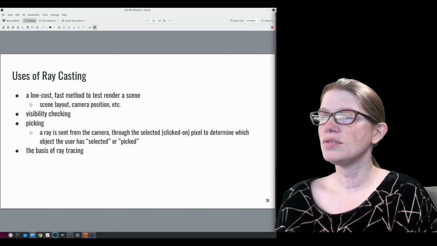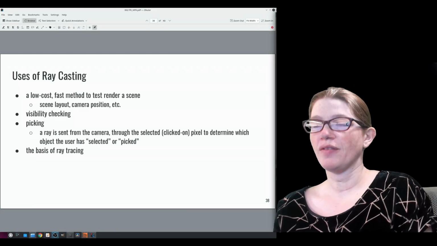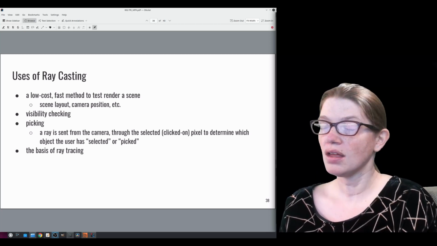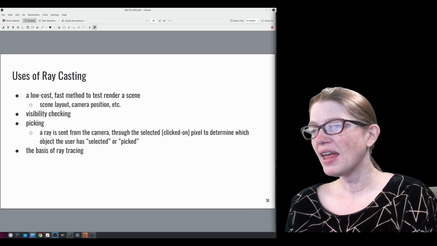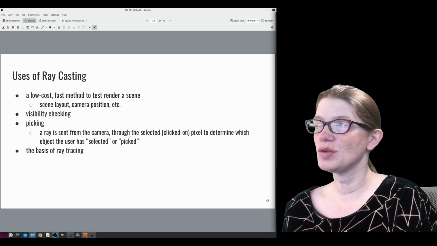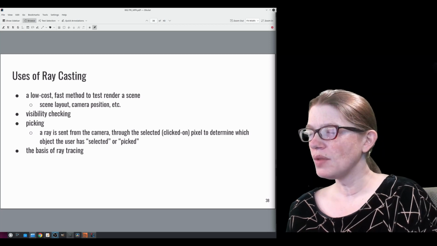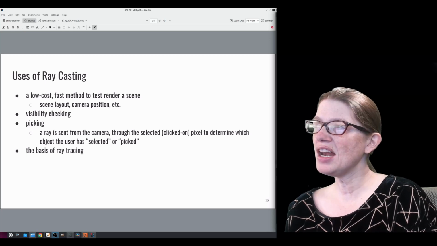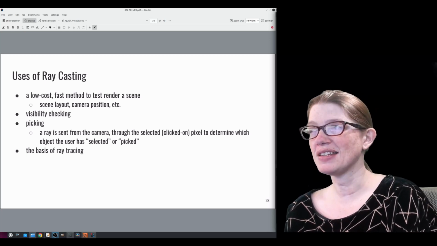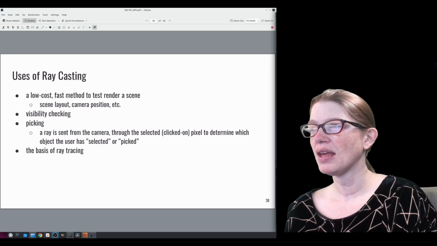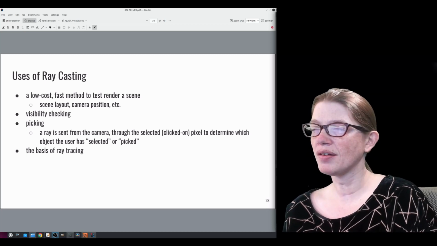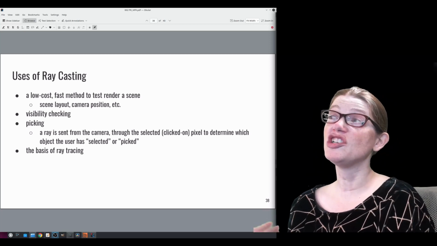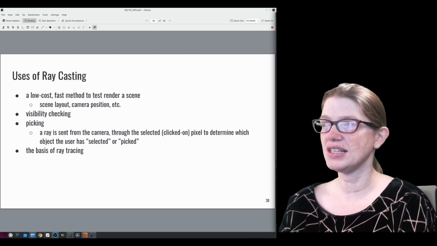So raycasting is used for a number of purposes, as we've already mentioned. One, of course, being just a visibility check. Like, what can I see through this pixel? And that actually has a number of very interesting roles. One of the things that you might be doing is trying to figure out, does the scene I'm trying to set up make sense? Am I seeing what I want to see in front of the camera? Are the colors roughly where they're going to need to be, and so on and so forth. And so raycasting can be a really cheap way of helping you get a good sense of what your scene is going to look like.